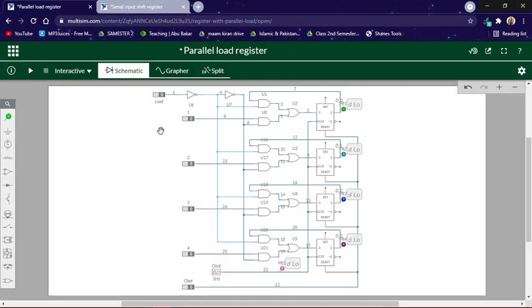This is the schematic diagram of the parallel load register. Here we have four inputs, input 1, 2, 3 and 4, and we have a load and a clear. The clear input is directly connected to the reset of the 4 D flip-flops, which means that when this input is 1, all the flip-flop outputs will be 0. So the function of clear is to reset all the outputs. This is load. Now we will simulate the circuit.